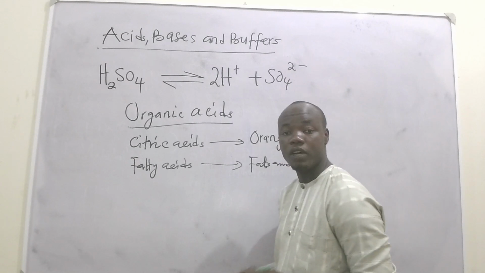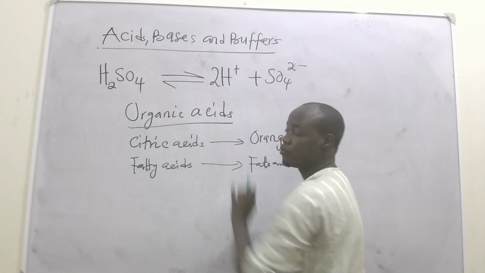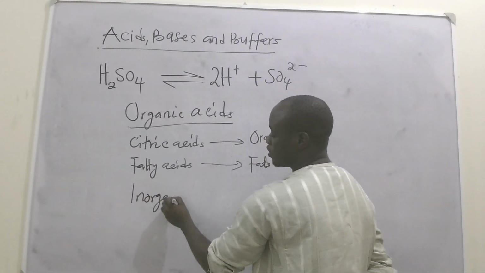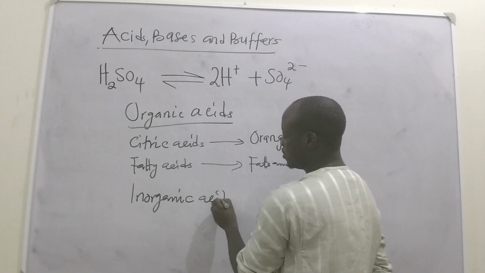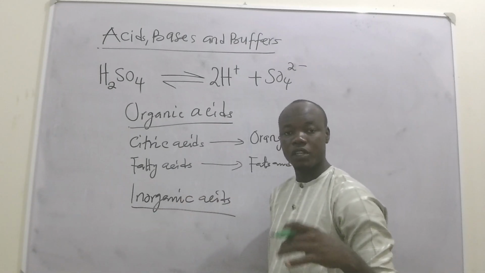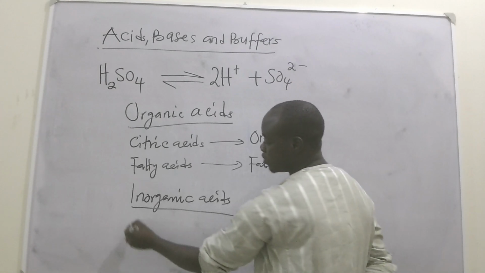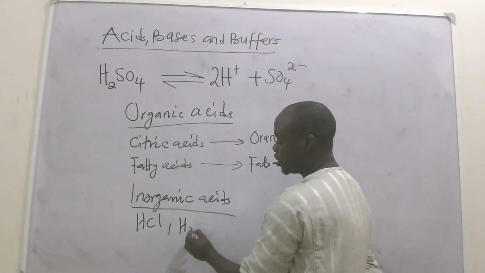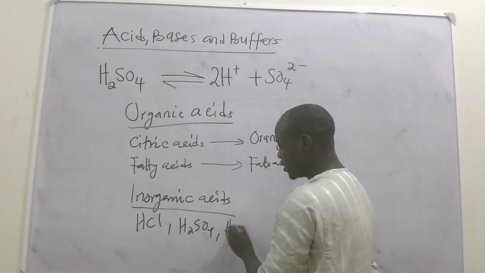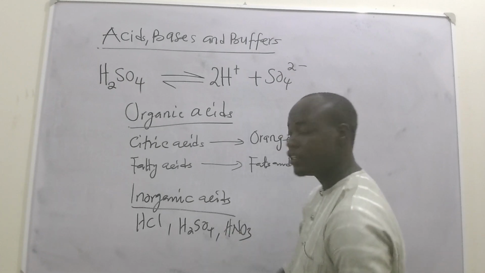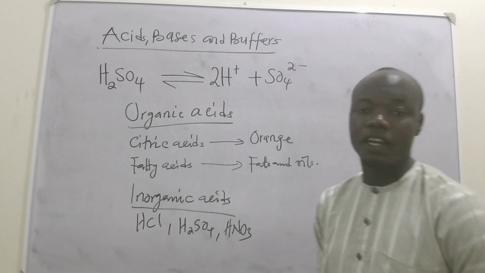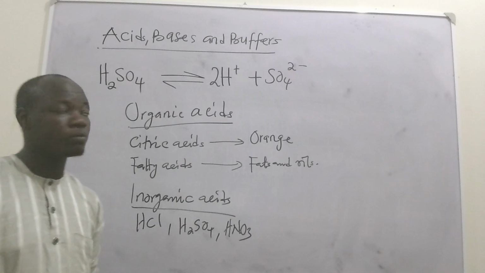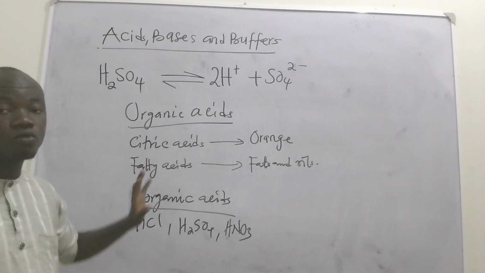We also have another type here, which is inorganic acid. Inorganic acids are obtained from non-living organisms. For example, we have HCl, hydrochloric acid, we have H2SO4, and we have nitric acid. All these are examples of inorganic acids, acids obtained from non-living organisms. And of course, these are the two types of acid based on origin.